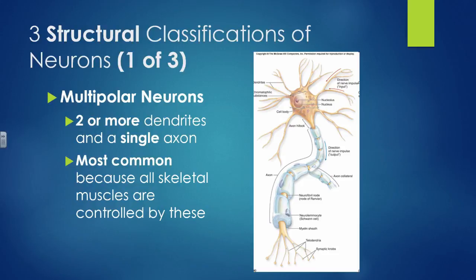So now we're going to be getting into the three structural classifications of neurons. The first of these three structural classifications of neurons is multipolar neurons. These multipolar neurons can be found with two or more dendrites and a single axon. These neurons are the most common because all skeletal muscles are controlled by this particular type of neuron.